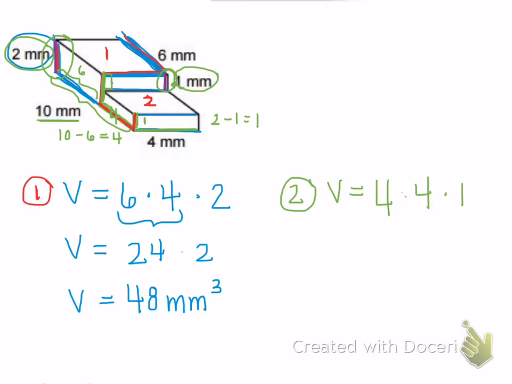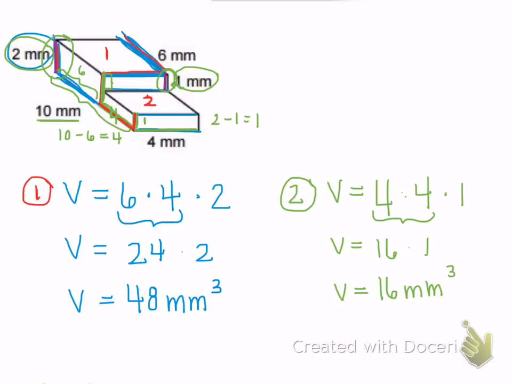So for the volume, I have to find 4 times 4 times 1. So could you please solve to find the volume of the second shape? Okay, so you found the volume of the second shape. You should have done 4 times 4 is 16, and then 16 times 1 is 16 millimeters cubed.